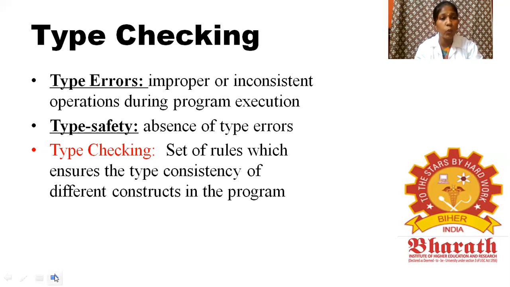So to achieve these two, we have type checking: a set of rules which ensures the type consistency of the different constructs in the program. In those rules, we need to ensure that the consistency of the typing has been maintained. With this consistency, we ensure the safety of the program and catch errors across the different constructs in the program. This is what is known as type checking.